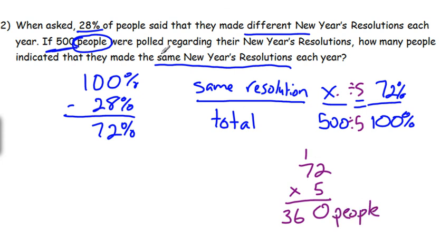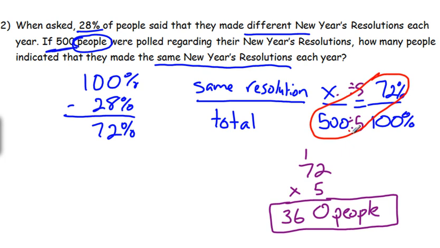So how many people said they had the same resolution? 360. Now if you didn't catch this relationship, you could always cross multiply and then divide, and you would get the same answer. This just seems a little bit simpler, and it's one step. We did one operation, we had an answer. 1 is less than 2.